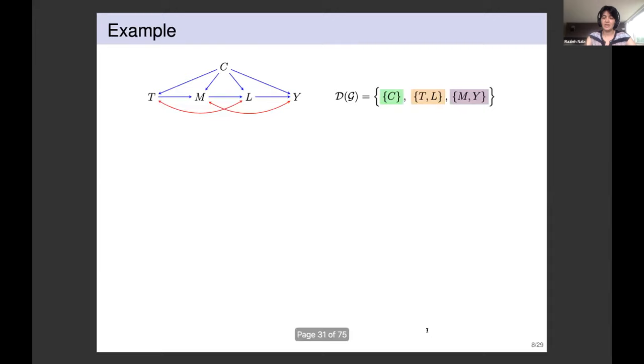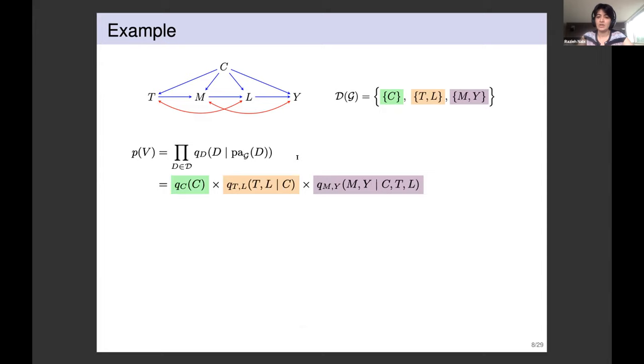What are the districts in this ADMG? We have three districts: the set C by itself, T and L together form a district because they are bidirectedly connected, and M and Y also together form a district because they are bidirectedly connected. So the district factorization is going to be a product of three terms, one for each district given its parents.